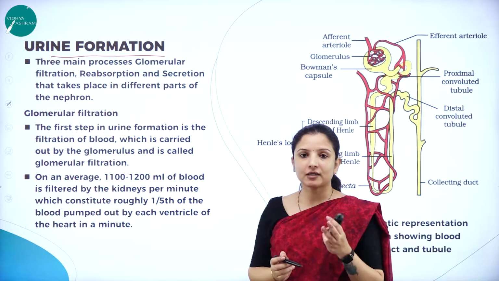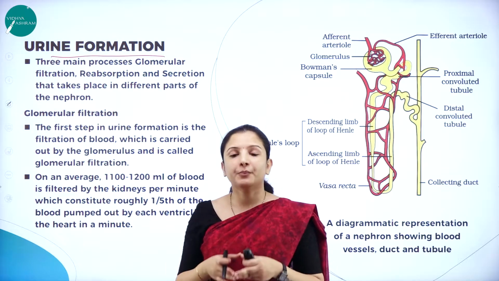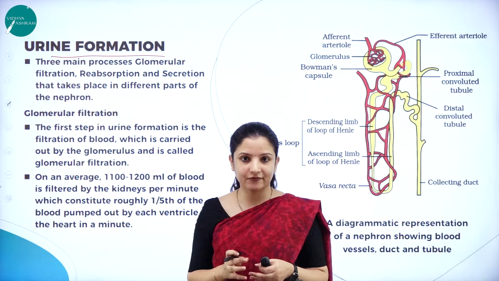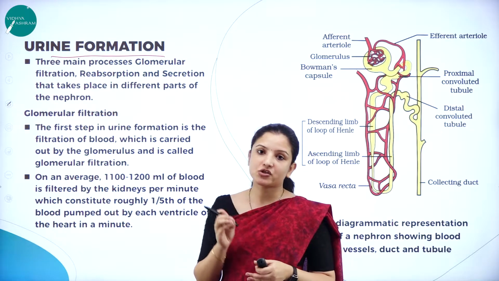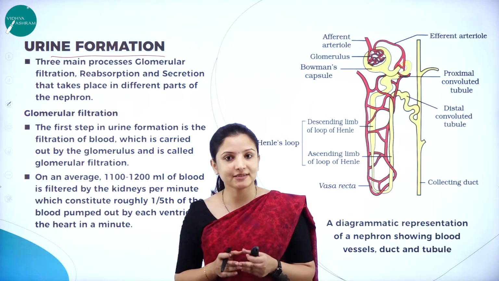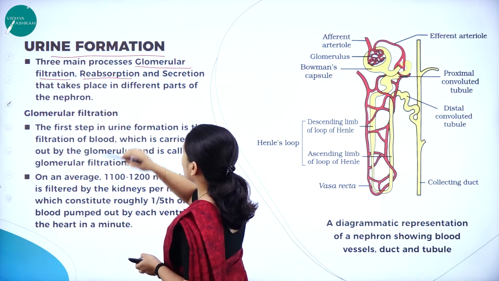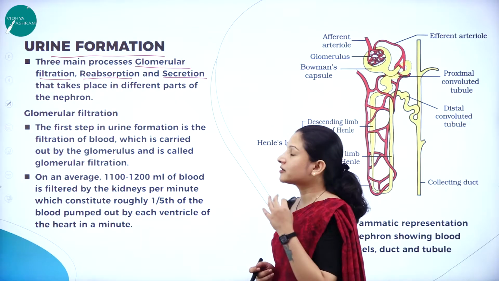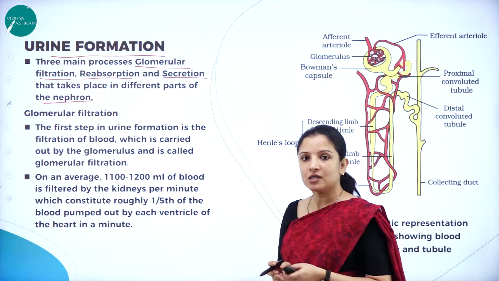So urine formation occurs in three main processes, because though the kidney is the organ of excretion, each pair of kidneys has millions of functional units called nephrons, and it is these nephrons that participate in the process of filtration and the elimination of waste. So how does this urine form and how does it get eliminated? That we shall study in three important steps. One is glomerular filtration, the second is reabsorption, and the third is secretion. All these three steps take place in different parts of the nephron.